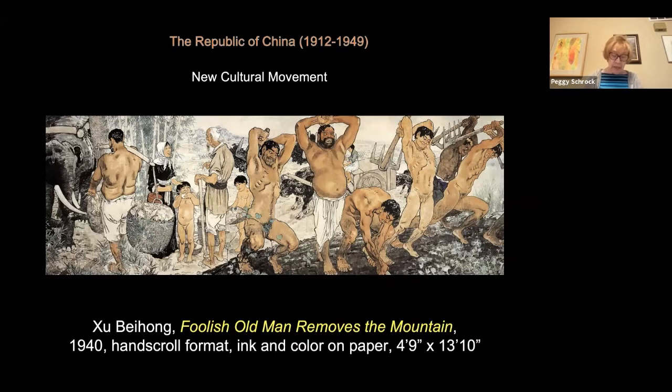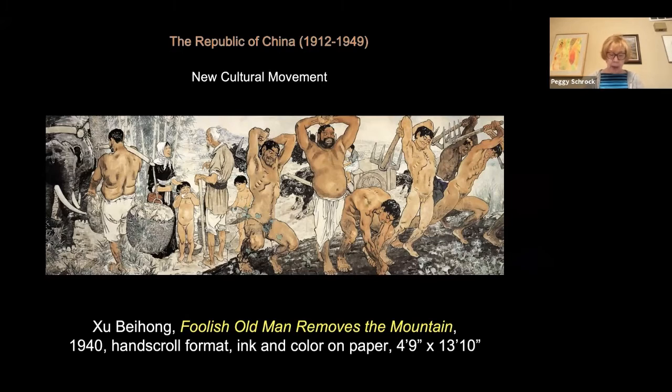Now, the story is an interesting one. It's a traditional Chinese story about an old man who, from where he lived, had a whole chain of mountains blocking his view, and he wanted them removed. So he decided to go out and remove the mountains. He just starts digging on one of these mountains, and everybody's laughing at him, telling him, you're never going to remove this mountain.